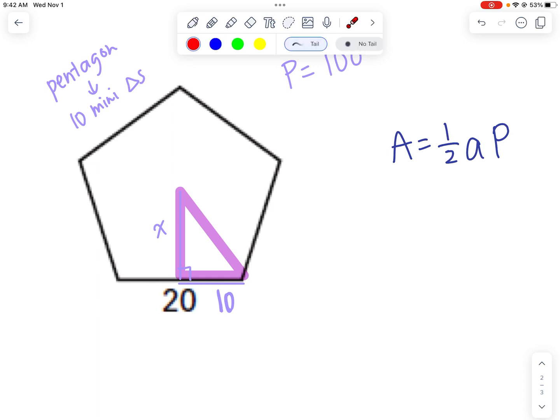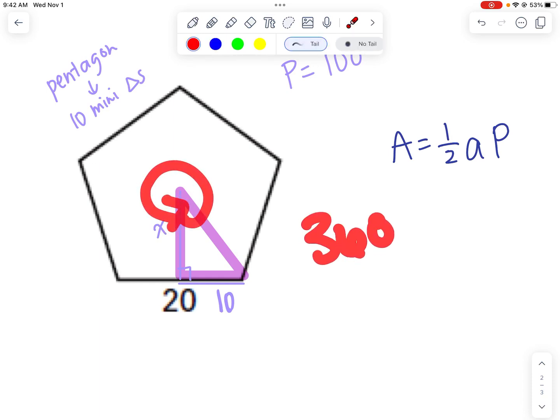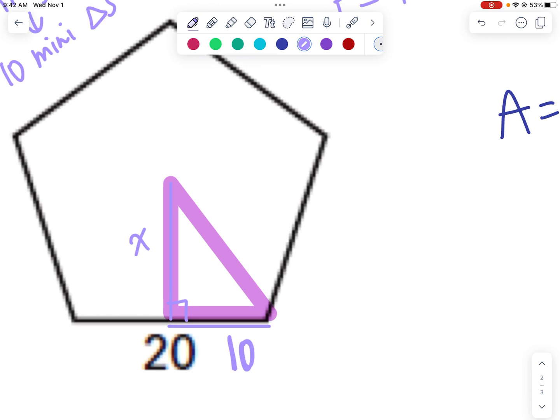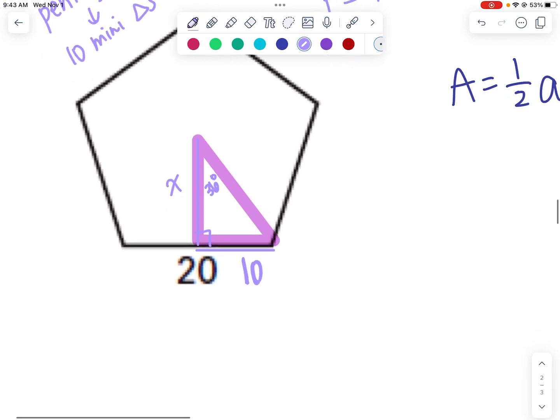So it would have 10 mini triangles. So all the way around would be 360. So 360 divided by 10 would tell me this angle right here, because 360, 10 mini triangles, 360 divided by 10 would tell me this angle is 36 degrees. So I can do trig now.